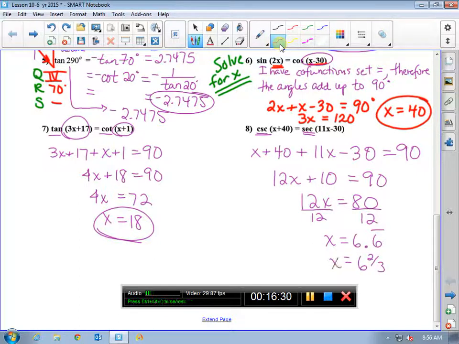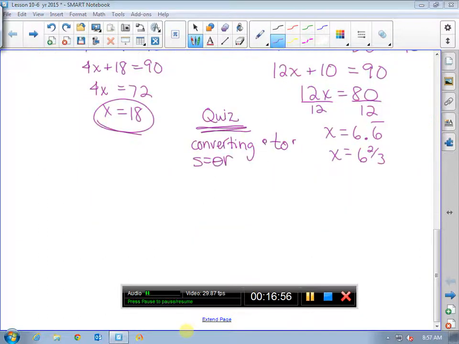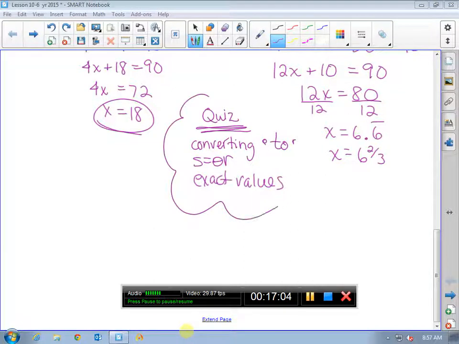Okay? We're going to have a little quiz tomorrow when you come into class. And the quiz is way back from the beginning of the unit. The quiz will be on converting degrees to radians using the formula S equals theta R, and finding exact values of some of the trig functions. So I would recommend that you go back and look over some of those notes. It's a short little quiz, and I'll see you then.